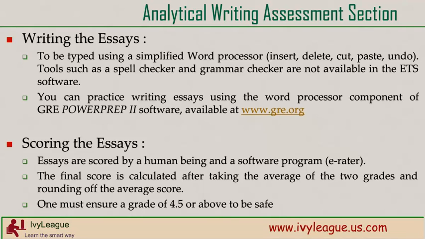The essay is then scored by eRater, a computerized program developed by ETS that is capable of identifying essay features related to writing proficiency. If the human and eRater scores closely agree, the average of the 2 scores is used as the final score. If they disagree by 1 point, a second human score is obtained, and the final score is the average of the 2 human scores. As a student, you need to know that you must ensure a grade of 4.5 or above to be safe.